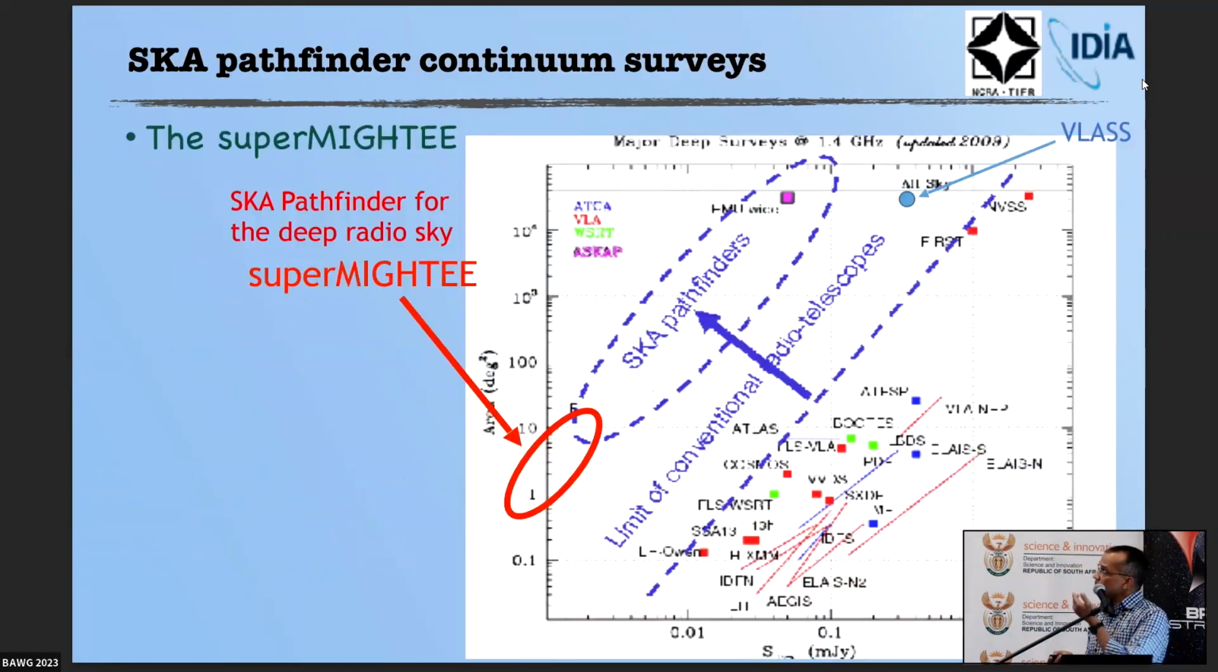Also, if you ask where this fits in the amount of area sampled as a function of sensitivity limit of various surveys. This is the limit of all the good surveys performed till today, including COSMOS, LIS, N1, etc. And these are the SKA pathfinders which will fill up this parameter space, and superMIGHTEE will be sitting somewhere here. Low in area, collecting area, but much deeper in sensitivity.